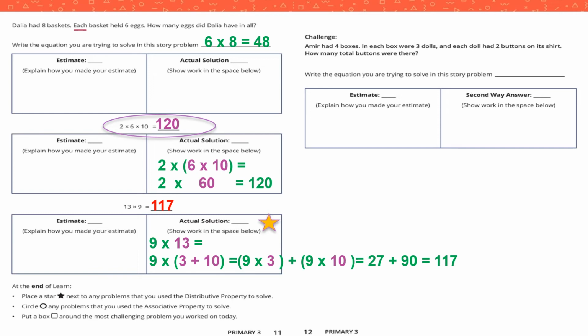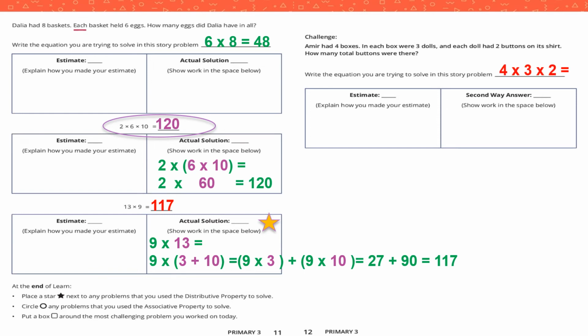The challenging part. Amir had 4 boxes. In each box were 3 dolls. So he had 4 boxes. Inside each box there were 3 dolls, and each doll had 2 buttons on its shirt. So we have 4 boxes. Inside each box 3 dolls, and inside each doll 2 buttons. Okay, so write the equation.